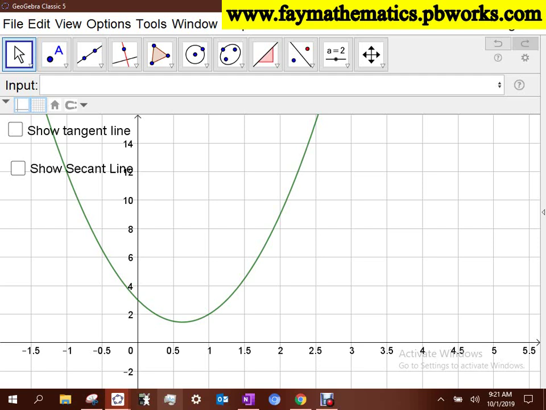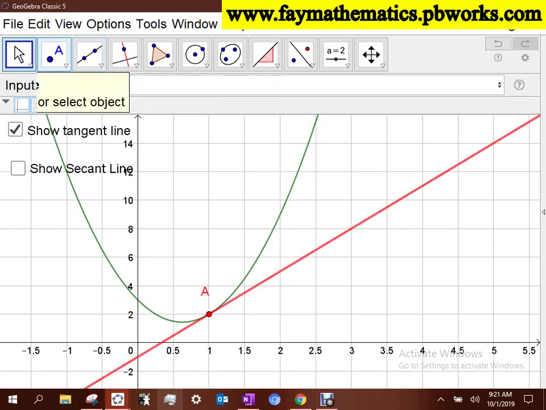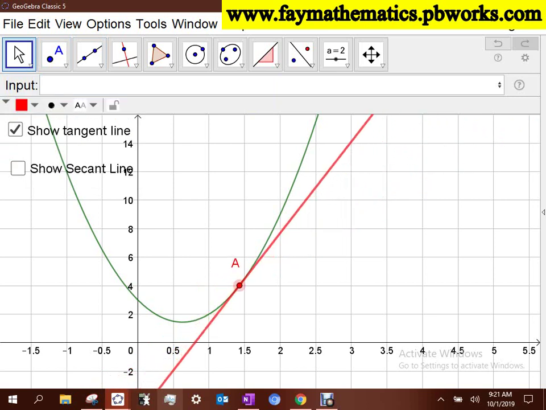But here's the idea. If I want the slope of the parabola at A, then I just find the slope of this red line. Does that make sense? But if I want the slope of the parabola there, I'm now going to have to find the slope of that red line there. Does that make sense? Is that a different red line? Yeah. So it's a different slope, right? Yeah. Okay.